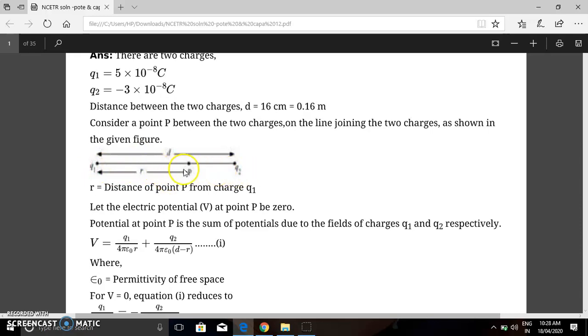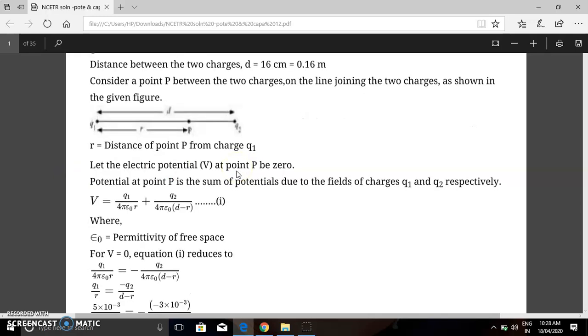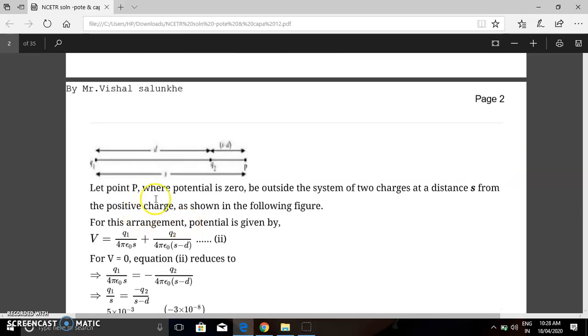And this 10 centimeter means, this is 0.16, 16 minus 10, so this will be 6 centimeter. Means we can say potential is 0 at 10 centimeter from this positive charge and 6 centimeter from this negative charge Q2, isn't it? Now in the second case we will consider. Now just imagine the second case.